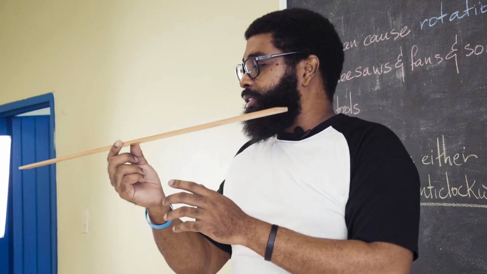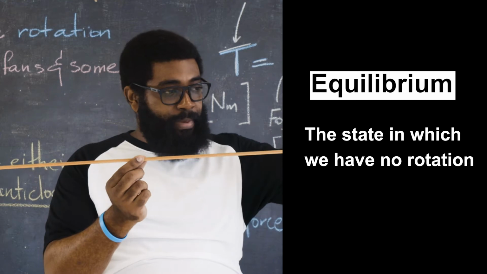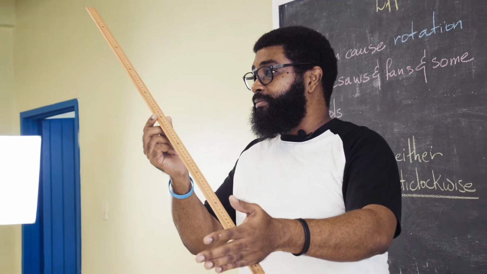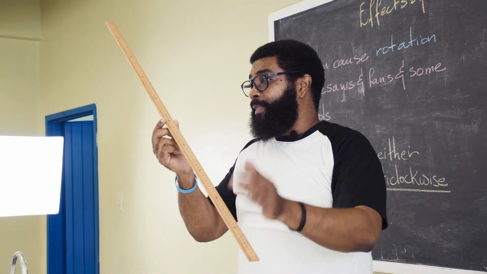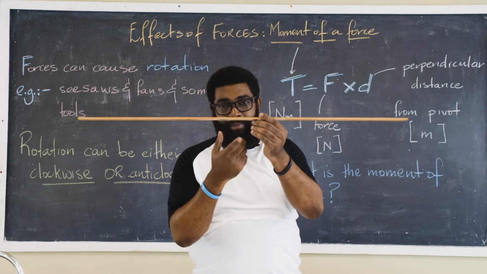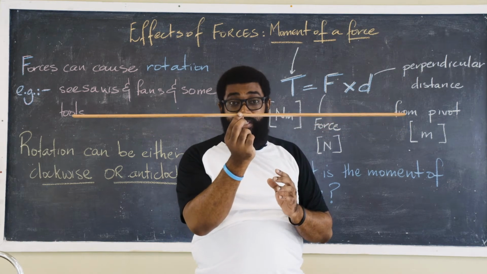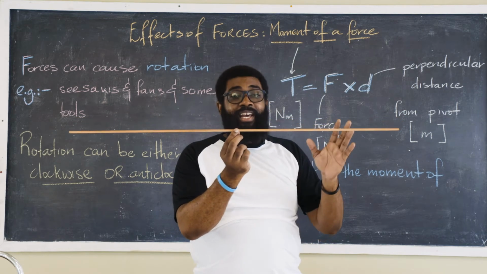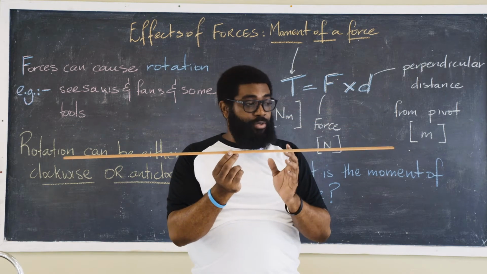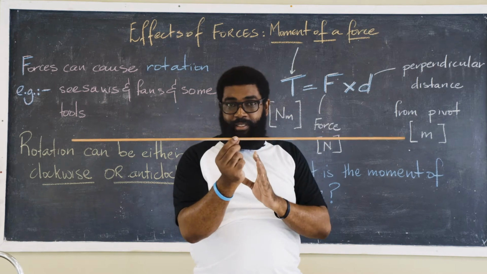But equilibrium is simply the state in which we have no rotation, very simply put. So if I just press down here, my handmade seesaw will rotate. However, if I don't apply any force here, and I don't apply any force here, and I basically pinch my ruler perfectly in the middle, there will be no rotation. The system is in equilibrium, because essentially the effect of the forces acting on this serves to cancel each other out. So there is no rotation, there is no translation, it's not moving anywhere. I'm holding it and it is simply still.